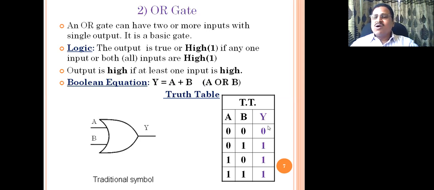As per the statement, Y goes 1 if either of the inputs or both inputs are 1. That means for 0 0 A and B, Y is 0. If A is 0, B is 1, Y goes 1. If A is 1, B is 0, Y becomes 1. When A and B both are 1 1, output Y also goes to logic 1 or high.